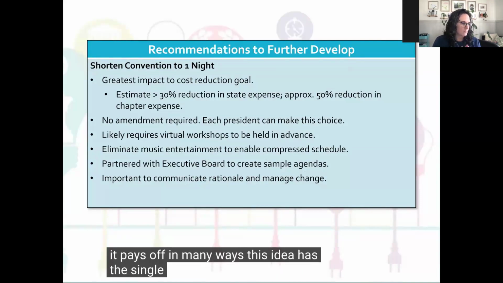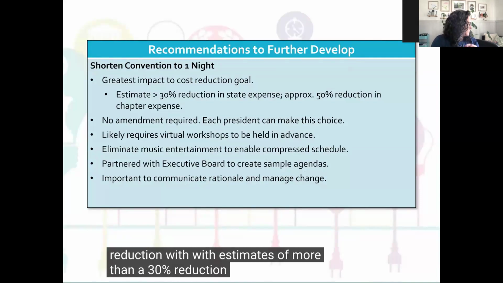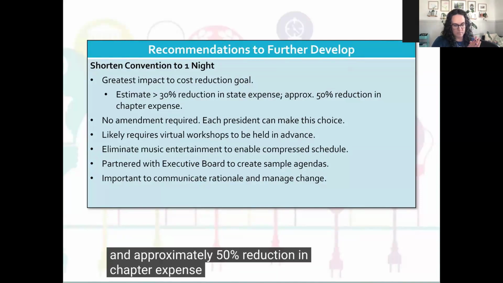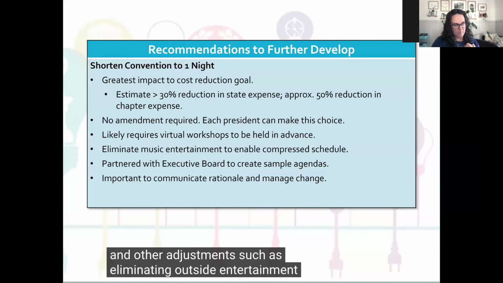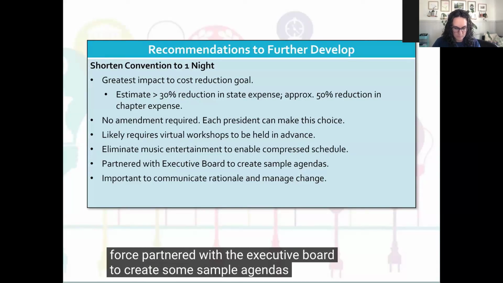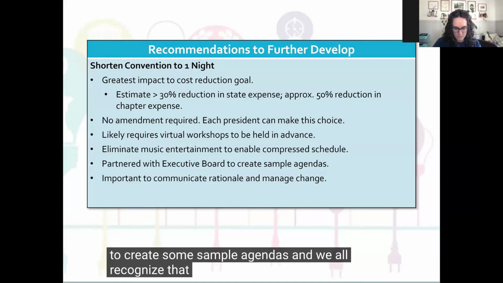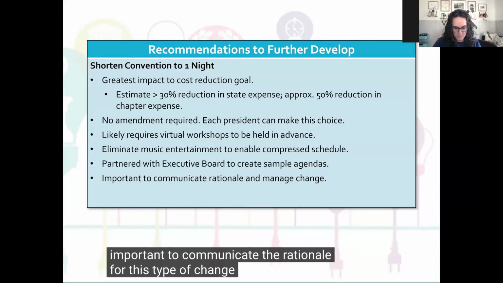This idea has the single greatest impact to cost reduction, with estimates of more than a 30% reduction in state expense and approximately 50% reduction in chapter expense. It likely requires virtual workshops to be held in advance and other adjustments such as eliminating outside entertainment to enable a compressed schedule. The task force partnered with the executive board to create some sample agendas, and we all recognize that it would be very important to communicate the rationale for this type of change and help sisters manage the change process.